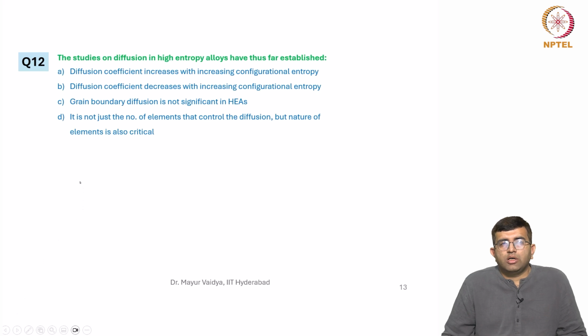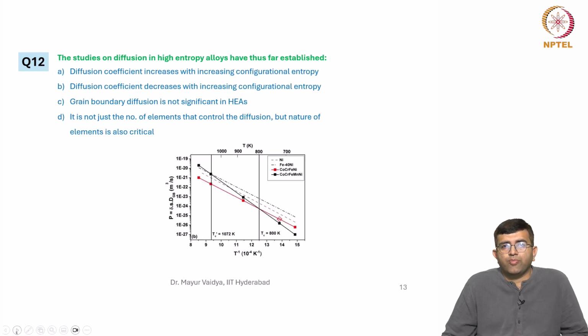Question number 12, the studies on diffusion in high entropy alloys have thus far established: diffusion coefficient increases with increasing configurational entropy; diffusion coefficient decreases with increasing configurational entropy; grain boundary diffusion is not significant in HEAs. The fourth is, it is not just the number of elements that control the diffusion, but nature of elements is also critical. So the C option is not correct, definitely, because we in fact saw the examples of grain boundary diffusion measurements in high entropy alloys. So it does play a significant role depending on the temperatures that are used.